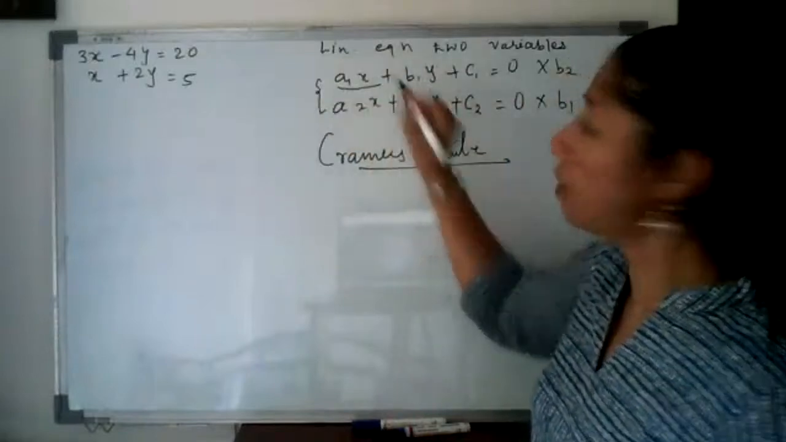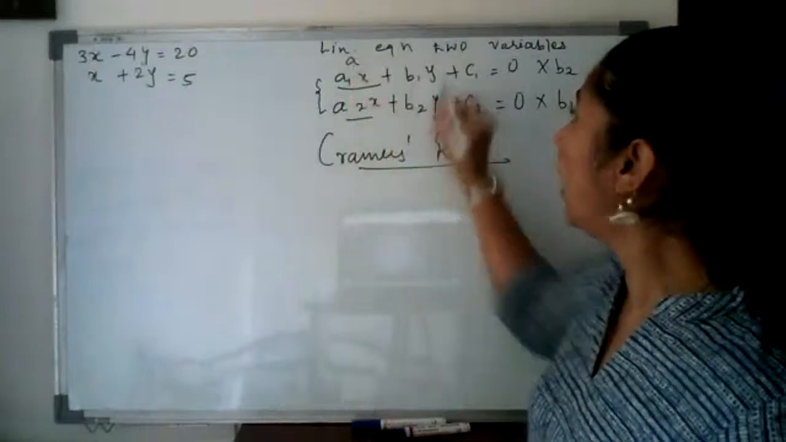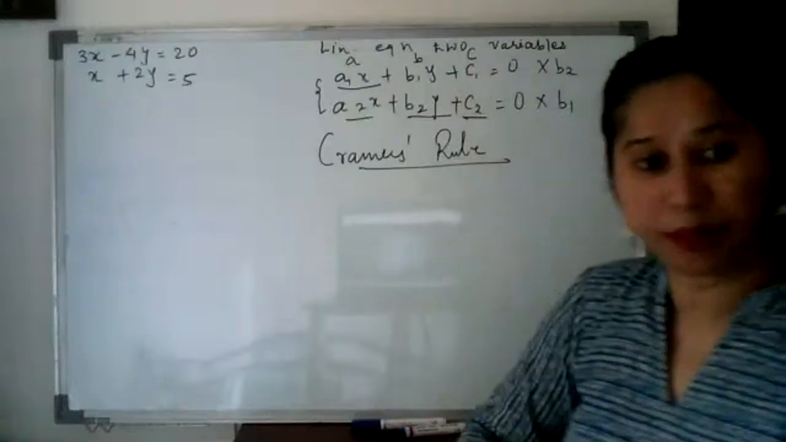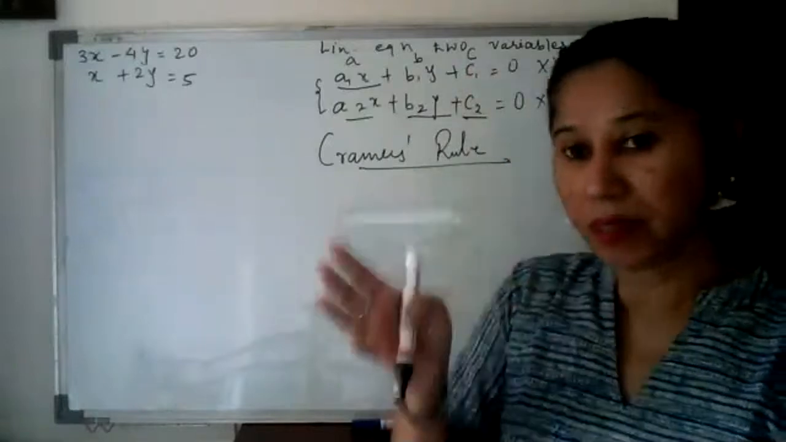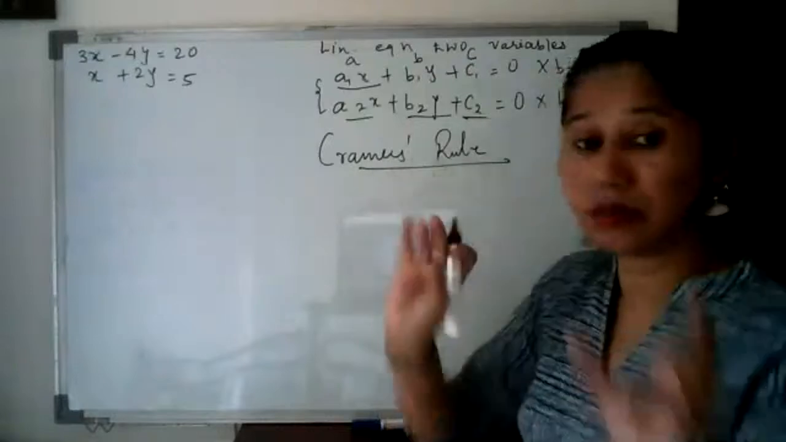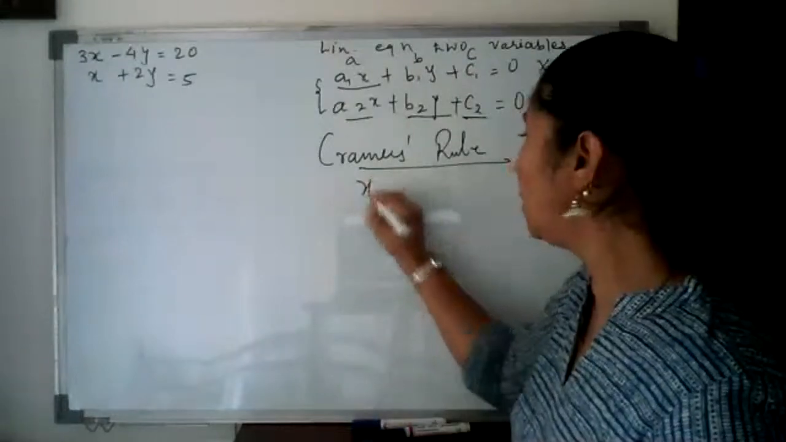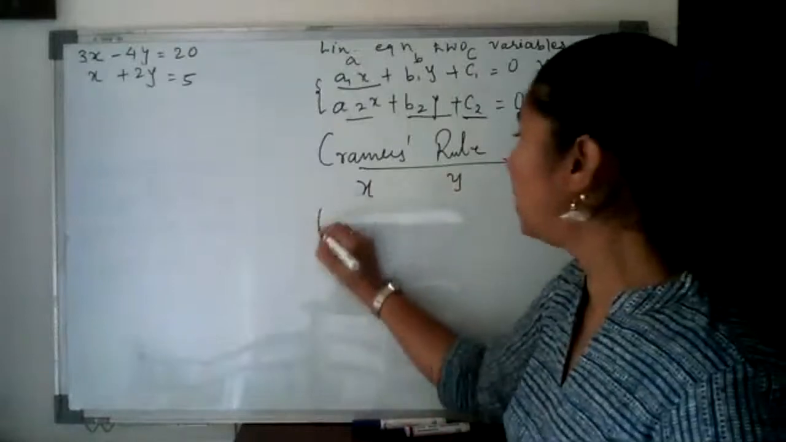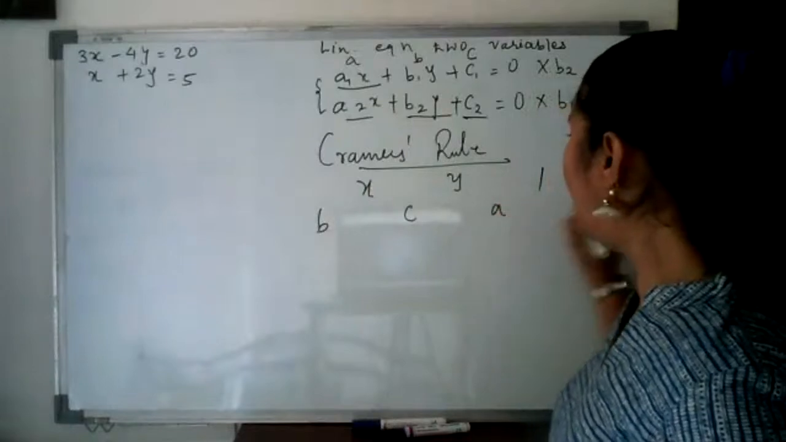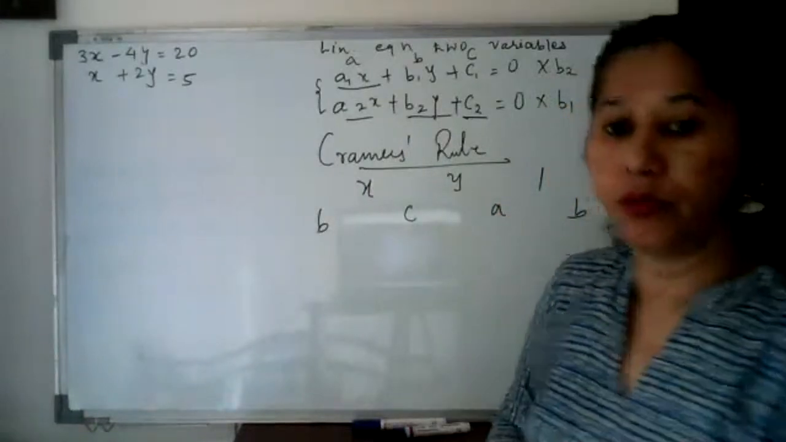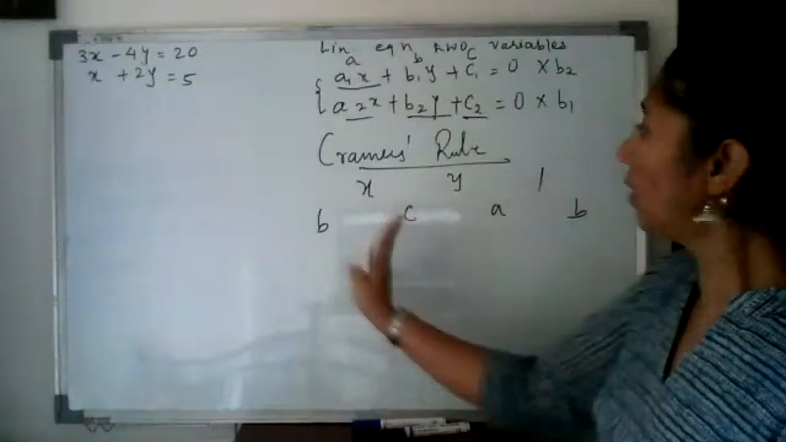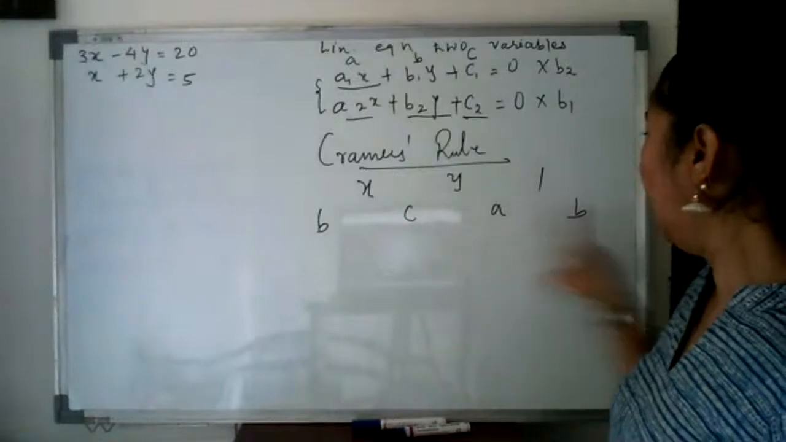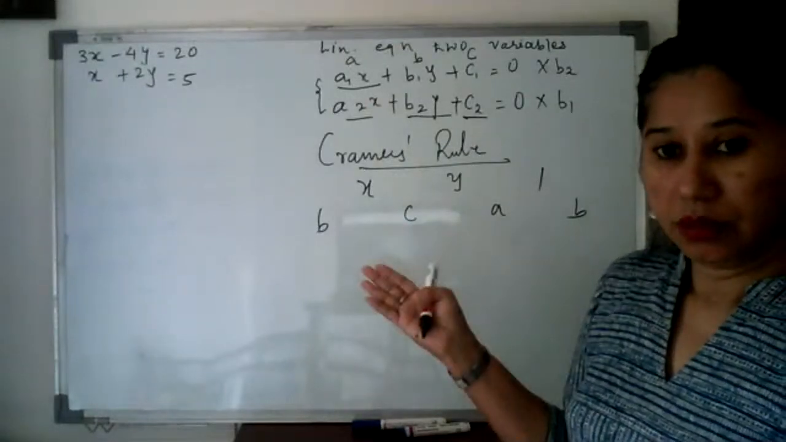In general, the coefficient of x is a, the coefficient of y is b, and the constant I remember as c. So a, b, c. Please remember this, it is an easier way of remembering. So x, y, 1, and then you write this as b, c, a, b. You remember what I did? It is like x, y, and 1, and then you follow this way. Just remember the pattern: b, c, a, b. I hope that is clear.